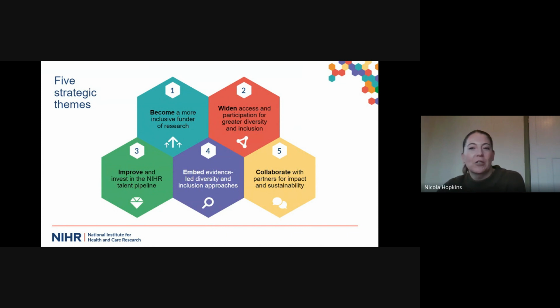So we also published our action plan, which accompanies the strategy, and that sets out some of our key projects that will take us through to 2027. To give you some feel for these projects, we've been looking at improving our approach to how we monitor diversity data, which allows us to understand where groups might be underrepresented among NIHR's research community.